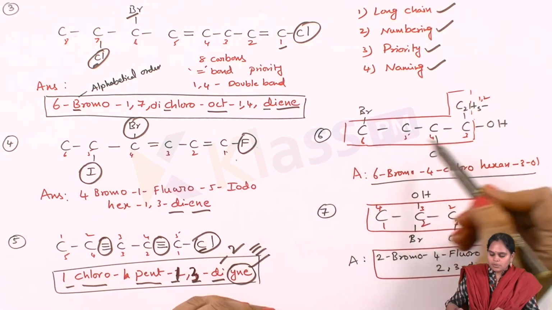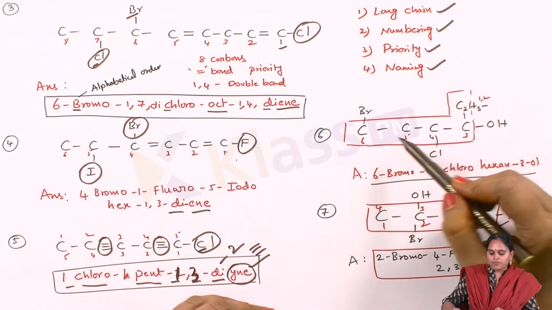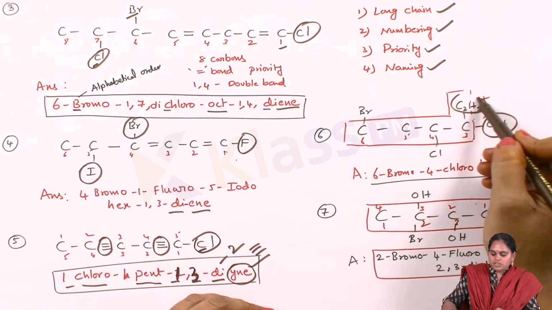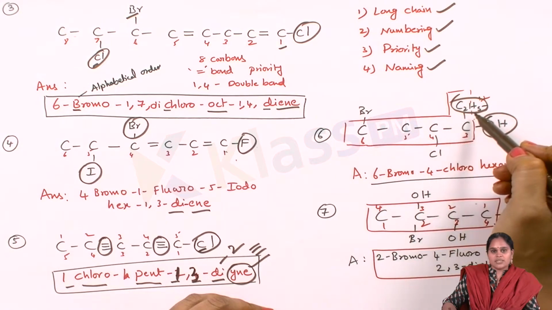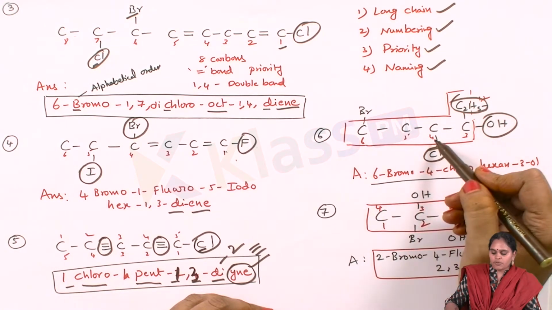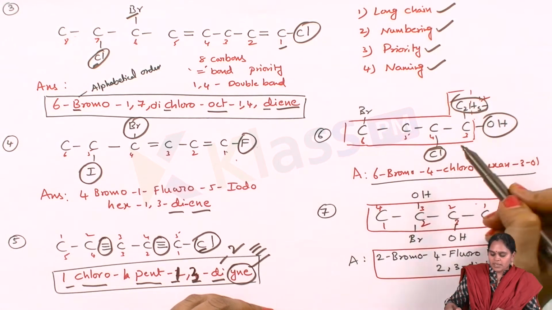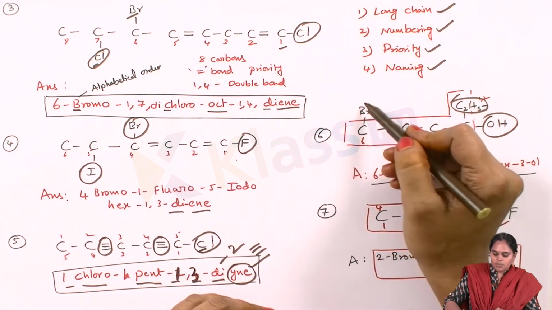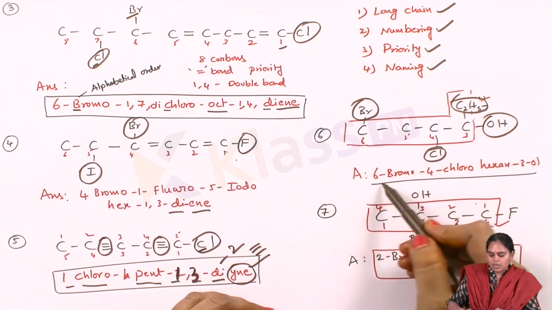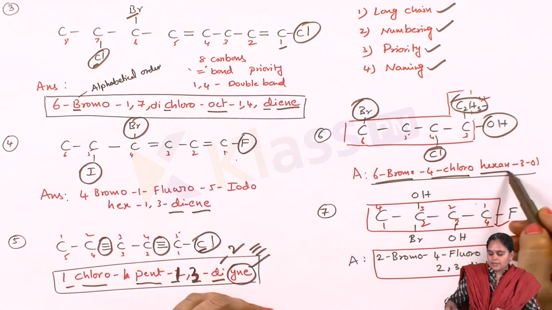See this example. This is the longest chain: 1, 2 carbon, 3rd carbon, 4th, 5th, 6th carbons. In this, OH is added, and C2H5 is also added. What is this C2H5? Ethyl. Then one chlorine is added here, in the 4th position. So how many carbons are there? 6. Is bromine added or not? At the 6th place, bromo is added. So alphabetically, while giving the name: 6-bromo, 4-chloro, hexane, hexanol.